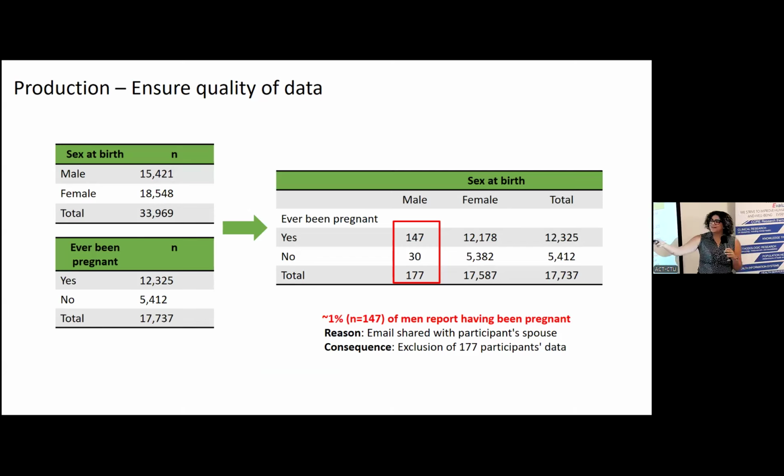Here we have sex at birth that we cross-checked with ever been pregnant. And we found that there were 147 people that were male at birth that were pregnant. Upon further investigation, we found out that it's because partners were sharing their emails. So it was, let's say, the female partner's email that was used, but it was the male who was responding to the questionnaire.